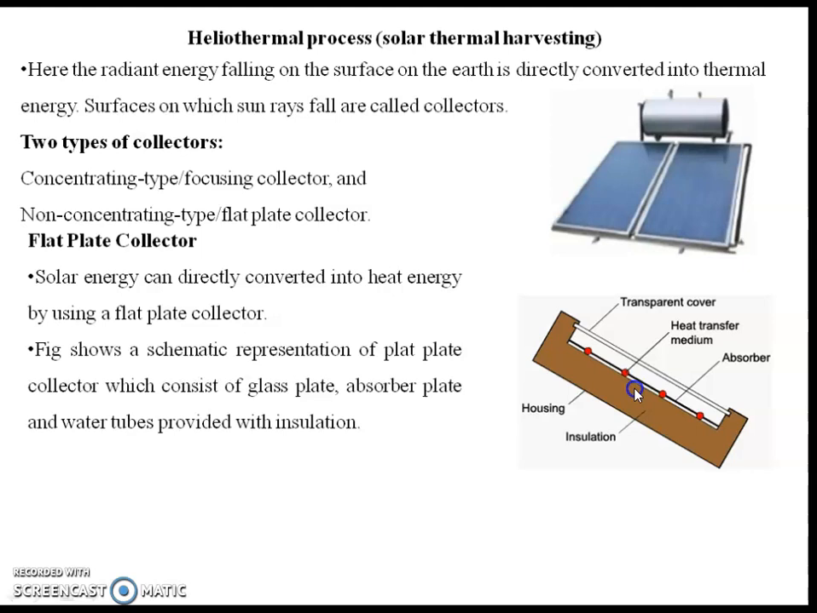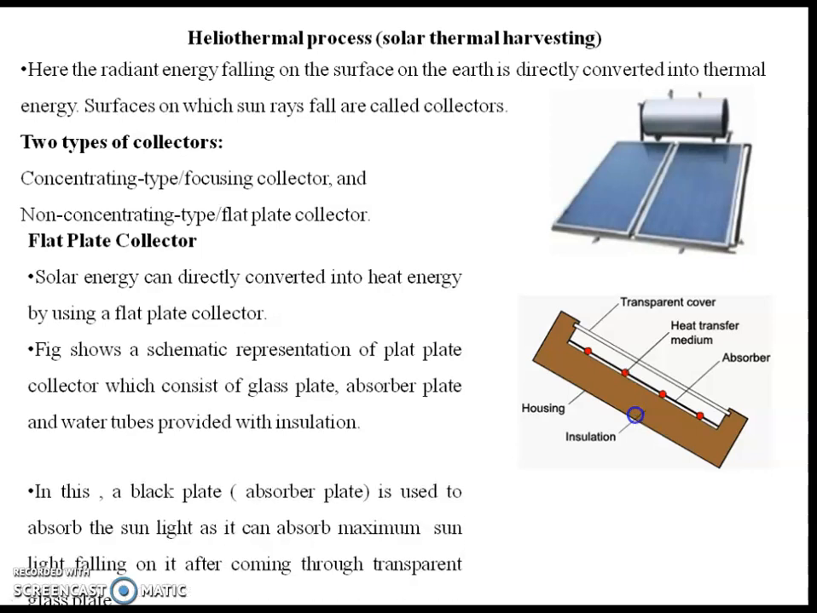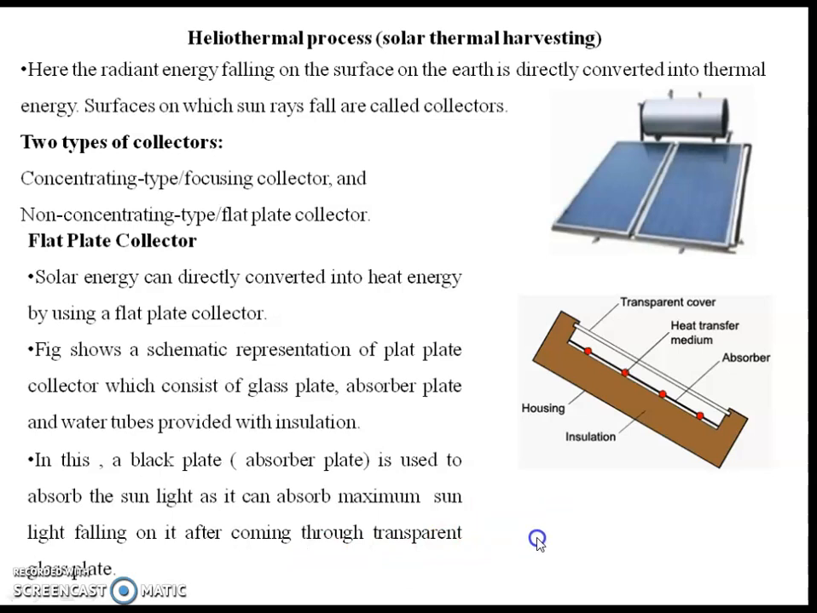Here the solar collector is usually insulated to avoid heat loss. There is an insulation provided here to avoid the heat loss. This is also one of the important parameters. These flat plate collectors are generally used for a variety of applications in which temperatures ranging from 40 degrees Celsius to 100 degrees Celsius are required. So this is about the solar flat plate collector.